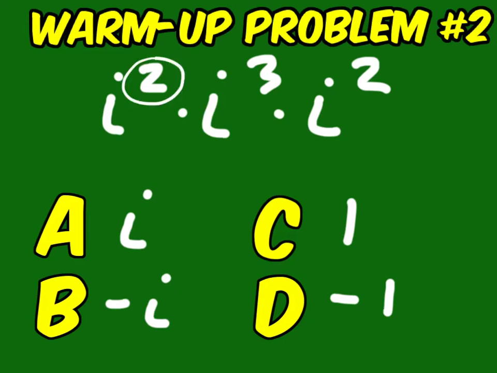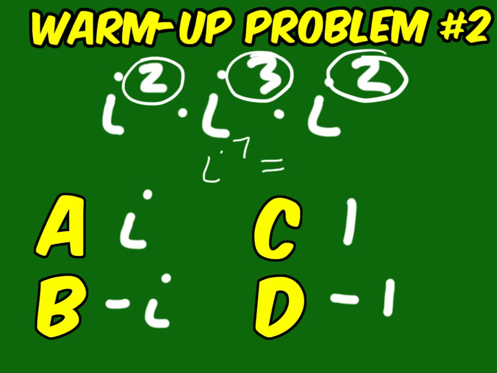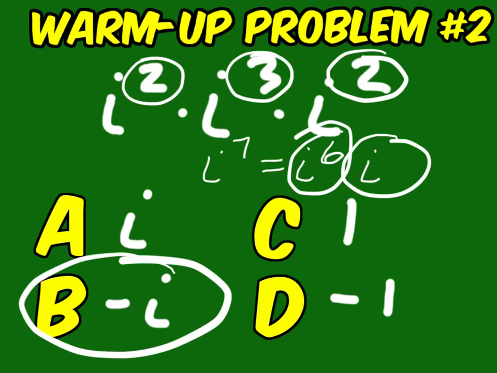On this one you have 2, 5, 7. You have i to the 7th, but remember that i to the 6th is negative 1. If that's a negative 1, negative 1 times i is negative i.